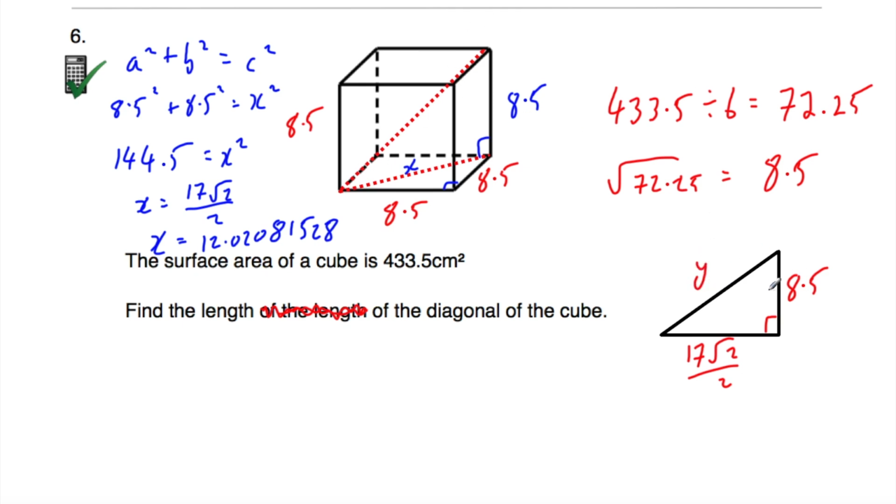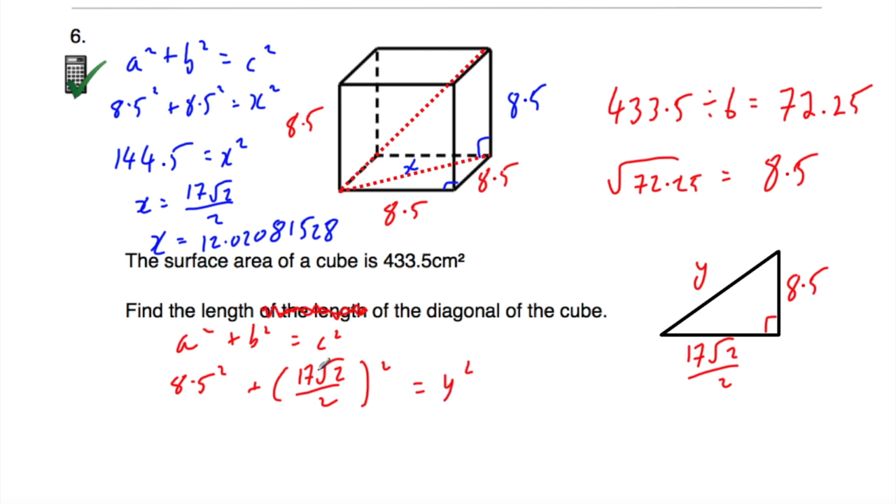So now let's use Pythagoras' theorem again. We've got the lengths of the two shorter sides, and we want to find the length of the hypotenuse. So a squared plus b squared equals c squared. So a squared is going to be 8.5 squared, plus b squared, that's going to be 12.02081528 squared, or in this case 17 root 2 over 2 all squared, and that's equal to c squared, the longest side, which is y squared.